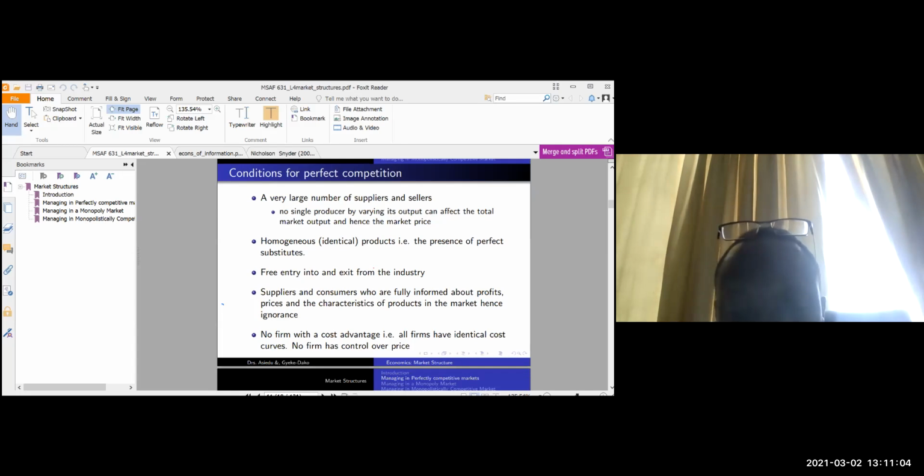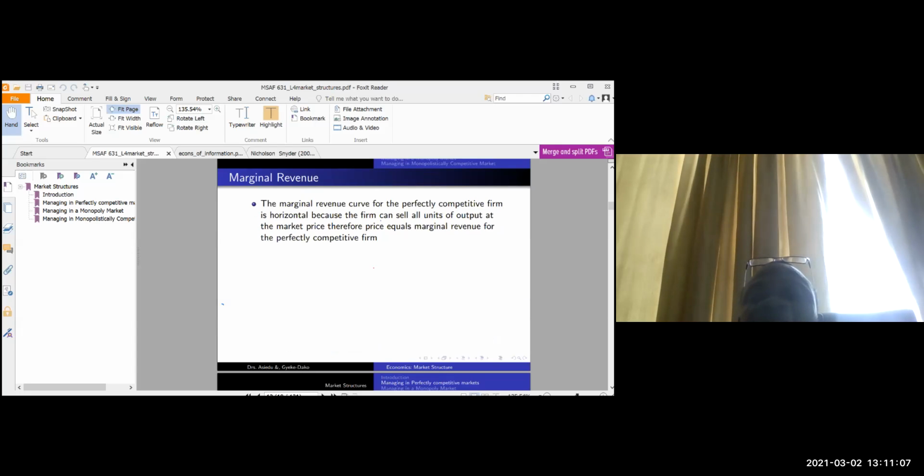Okay. Let me go into other characteristics. The marginal revenue for a perfectly competitive firm is horizontal. What is the marginal revenue? Remember, I explained margins. If you bring that marginal analysis to revenue, it's just the additional revenue that a firm earns by selling one more unit of output. We are saying that additional revenue is fixed. It's horizontal, it's fixed. Why? Because the firm can sell all the output at that fixed market price.